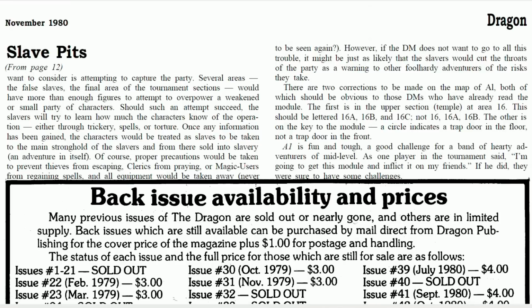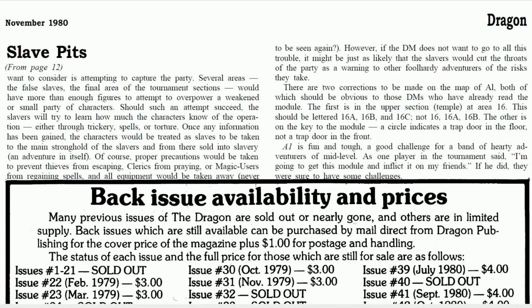And he says sometimes the monsters might want to capture the party. In several areas there are false slaves, and the final area of the tournament section would have more than enough figures to attempt to overpower a weakened or small party of characters. So he talks about that. Proper precautions would be taken to prevent thieves from escaping, or clerics from praying, or magic users from regaining their spells. So all things that would happen if you get captured. And then he says, however, if the DM doesn't want to go to all that trouble, it could be just as likely that the slavers would cut the throats of the party as a warning to other foolhardy adventurers of the risk they take.